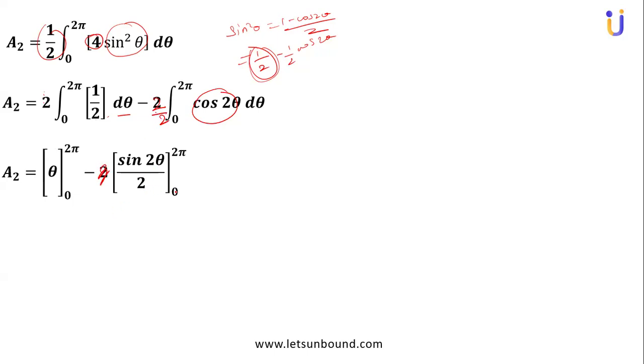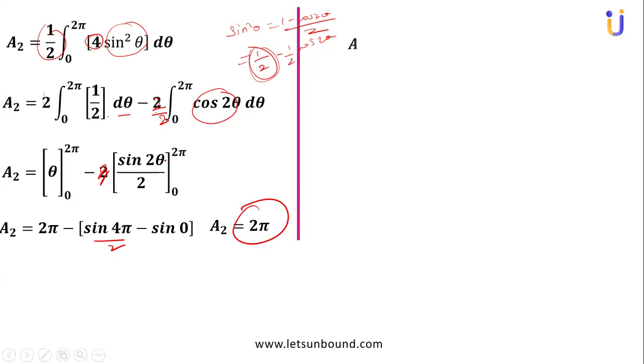So this will be ignored. So sine 2 theta by 2, 0 to 2 pi. And just simplify and plug in those. So sine 4 pi by 2 will be there. Anyways, it will be 0. So A2 will be just 2 pi.